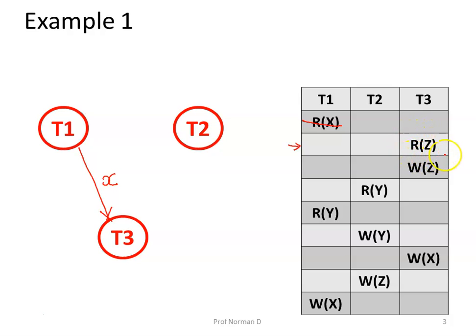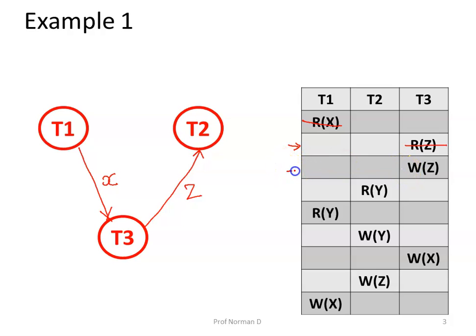This instruction will be compared with instructions from T2 and T1. Read Z and read Y, no conflict. Read Y, no conflict. Write Z, there is a conflict. So we'll add an edge from T3 to T2 on data item Z. Then compare with the last instruction from T1, no conflict. So we are done with the second instruction.